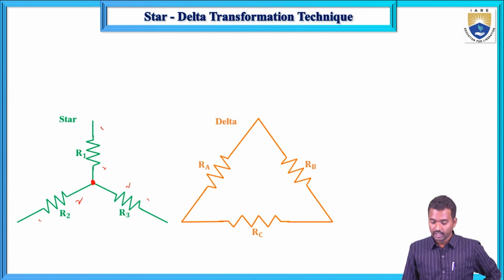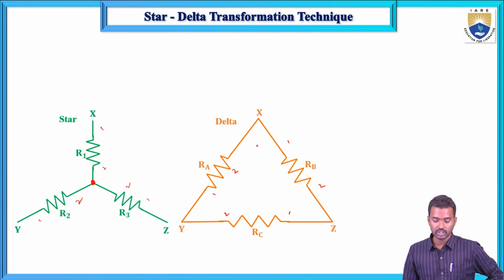And delta connection means here each element has two ends, 1, 2 and 1, 2 and 1, 2. Three elements are said to be in delta connection. The first element's second end is connected to the second element's first end, and the second element's second end is connected to the third element's first end, and the third element's second end is connected to the first element's first end. So in this way, a mesh will be formed. That mesh is known as a delta.